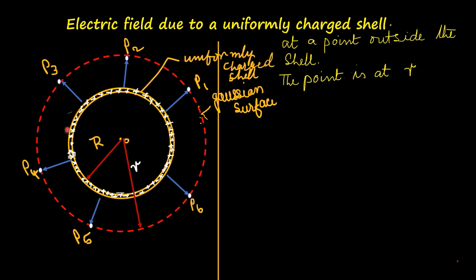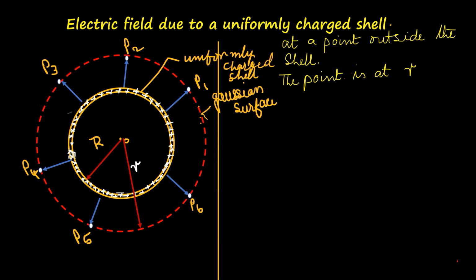The red dotted surface is the Gaussian surface. It includes the charged shell. This is the distance of the point from the charged shell. So when we consider the center of the shell, from the center of the shell, it is at a distance small r. The Gaussian surface also is a sphere. Small r is the radius of the Gaussian surface. It is also the distance of the point where we want to find the electric field, considering the center of the shell. We have to derive the equation for electric field using Gauss law.